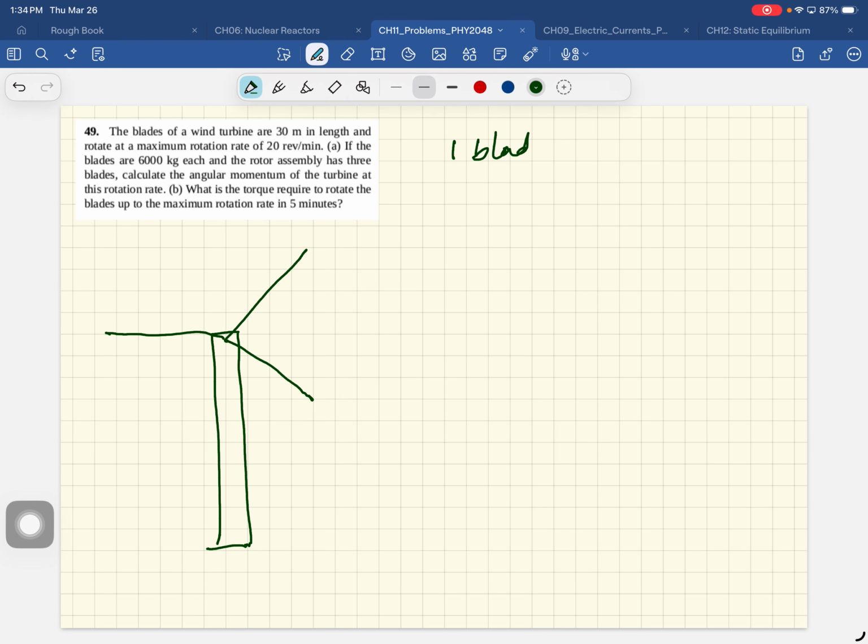Okay, so that's the angular momentum. Again, this kind of stuff will be useful because if the blades are rotating and the weather is going to get bad, you want to stop the blades. You don't want the blades rotating during hurricanes and stuff like that. So you apply brakes, lock them up.